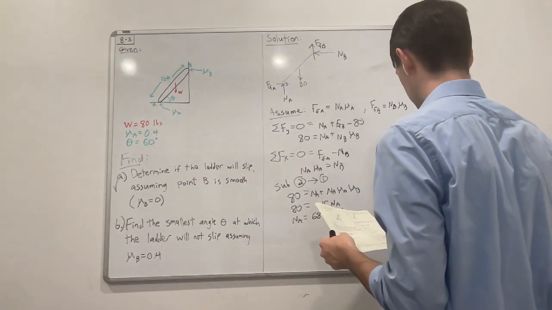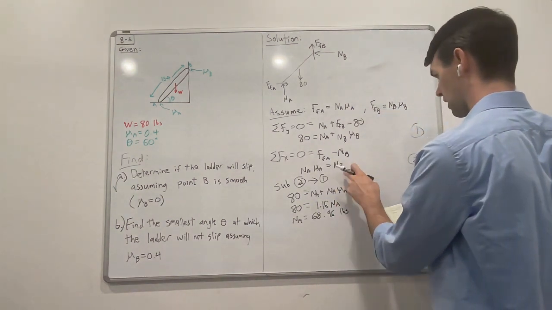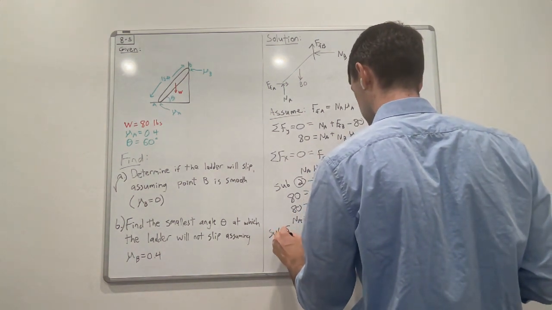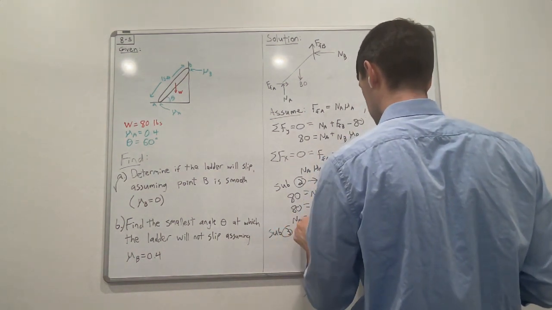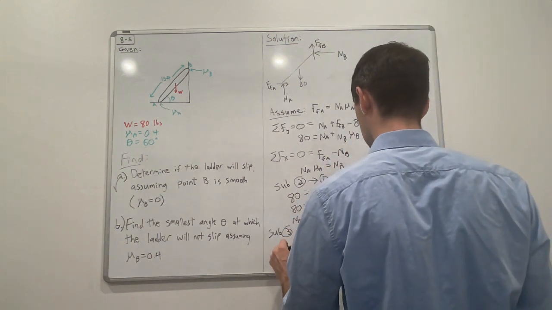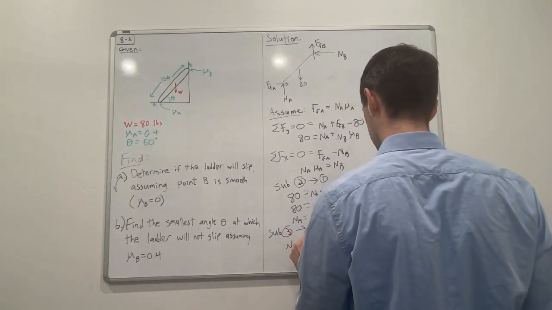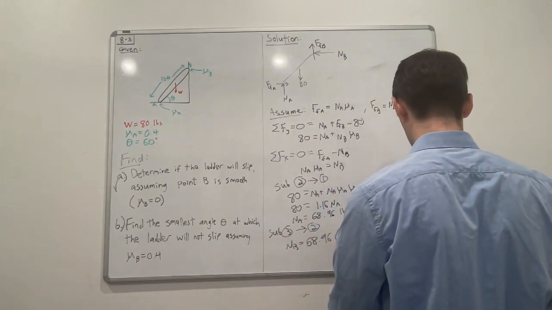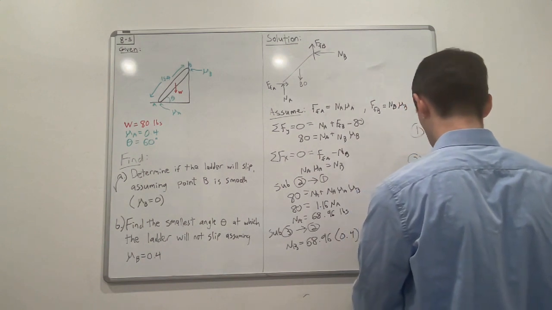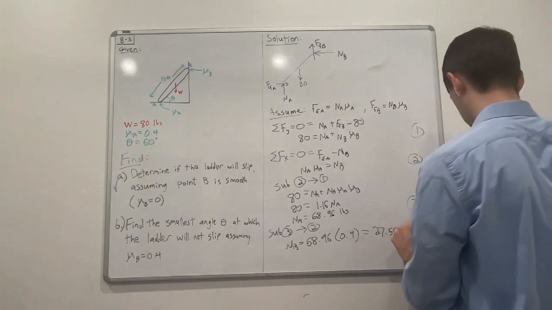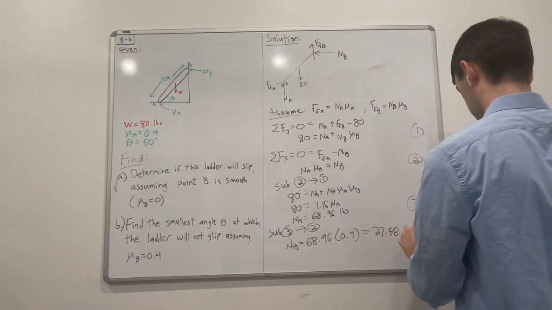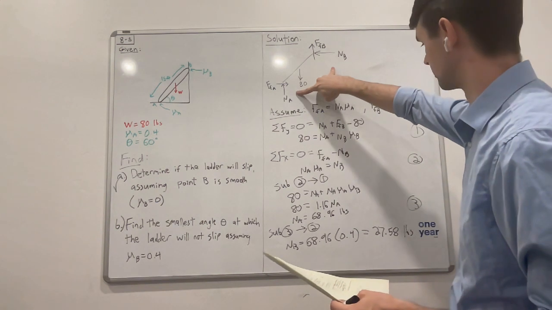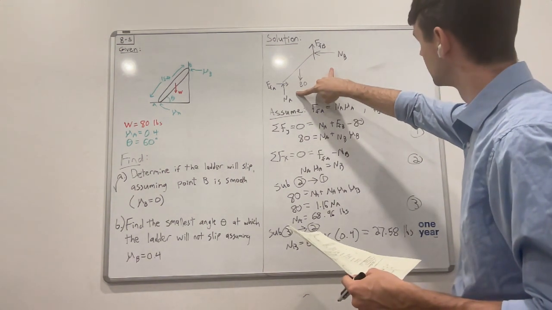So if we sub 3 into 2 now, we can solve for NB pretty easily, right? Subbing 3 into 2, we now get that NB equals 68.96 times 0.4, which is going to equal 27.58 pounds. So we now know NA and NB.